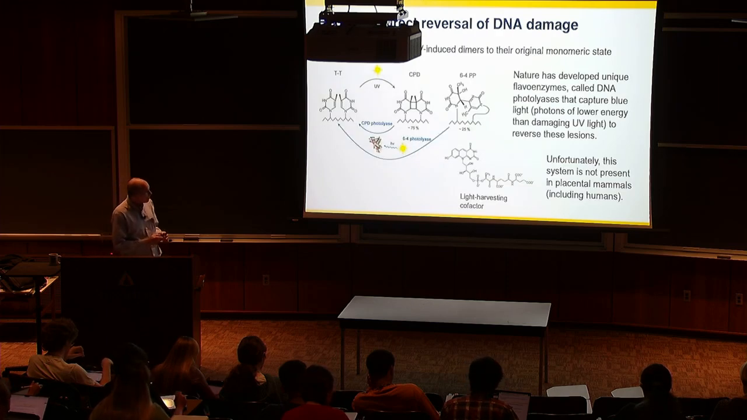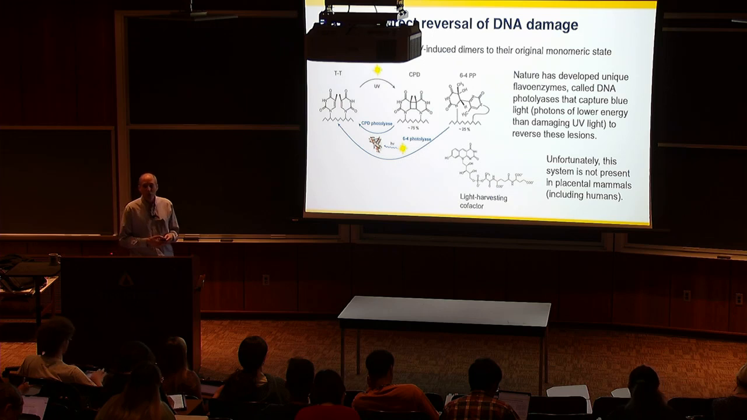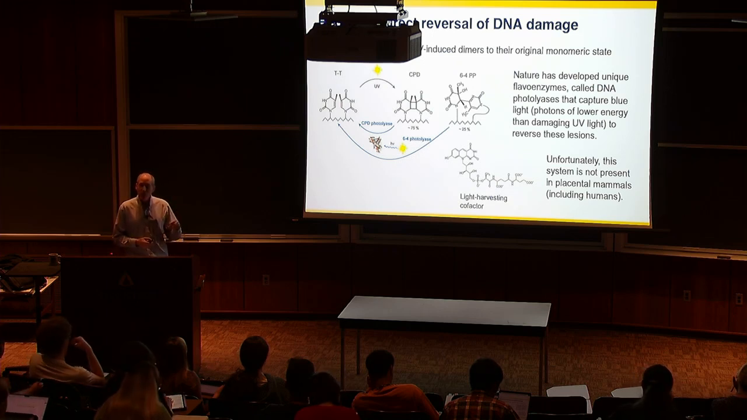Now for part two, repair of incorrect or damaged bases. There are various repair systems. Let's just look at a few. Here's one in which the UV irradiation product, this cyclobutane ring or this 6,4 adduct, can be reversed by a photochemical reversion. So it was induced by light. It can be reversed by light.